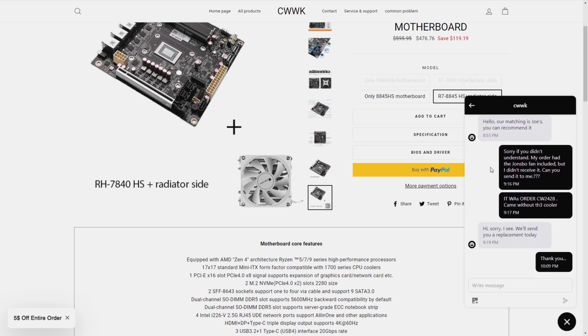I told them I didn't get the fan. They said, oh, we sent it. I said, sorry if you didn't understand. My order had a Johnsbo fan included, but I didn't receive it. Can you send it to me? It was order, blah, blah, blah. Okay. Sorry. We'll send it right away.